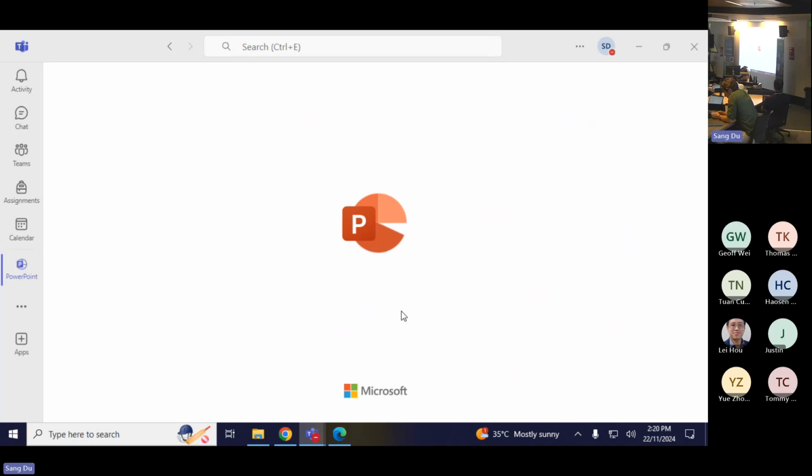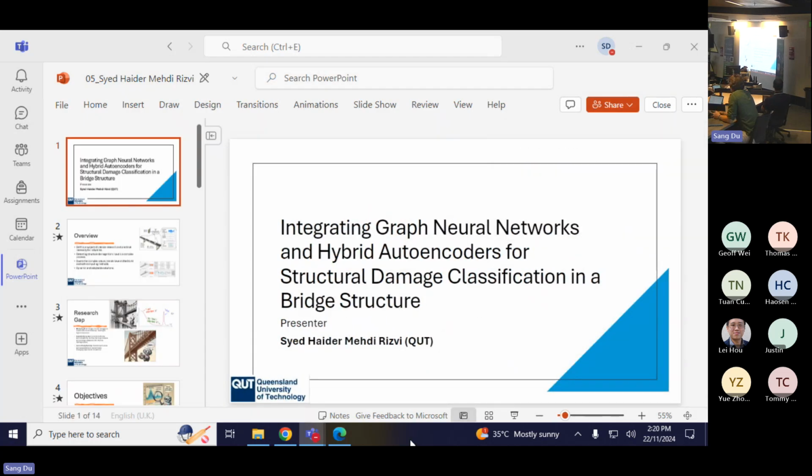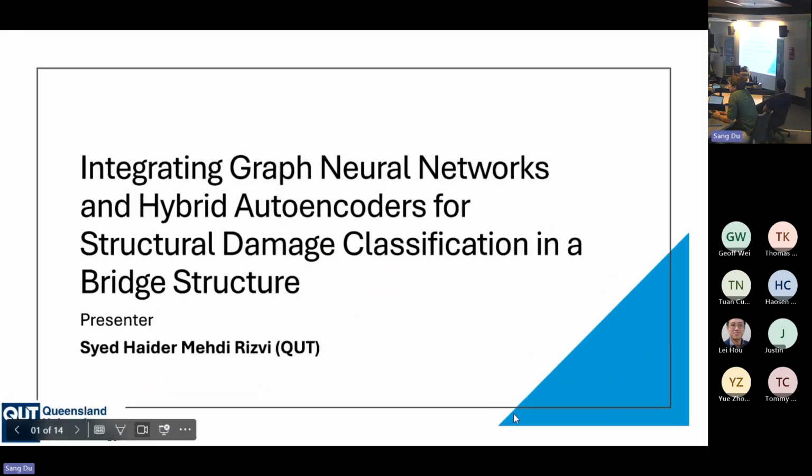So interesting. Next topic also goes relate to GNN. So it's presented by Sage, Haider and Mehdi Rizvi from the QUT. The GNN and with the hybrid autoencoder, people probably familiar. Yeah, go ahead.